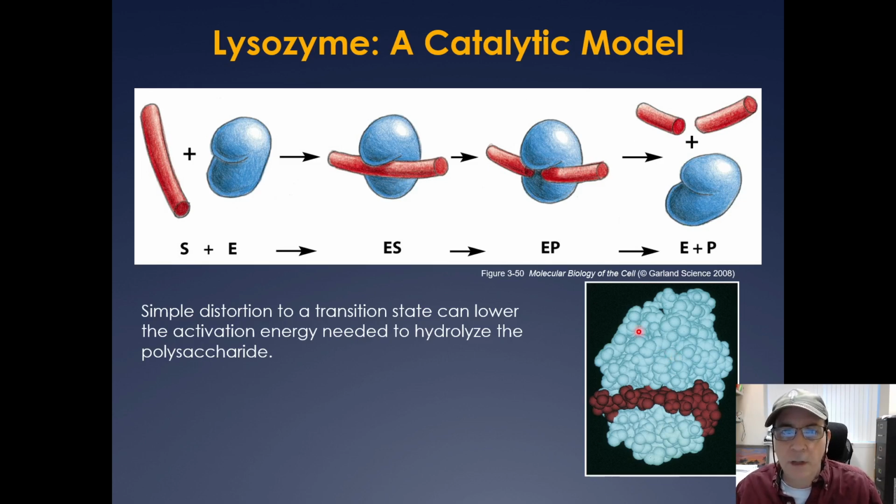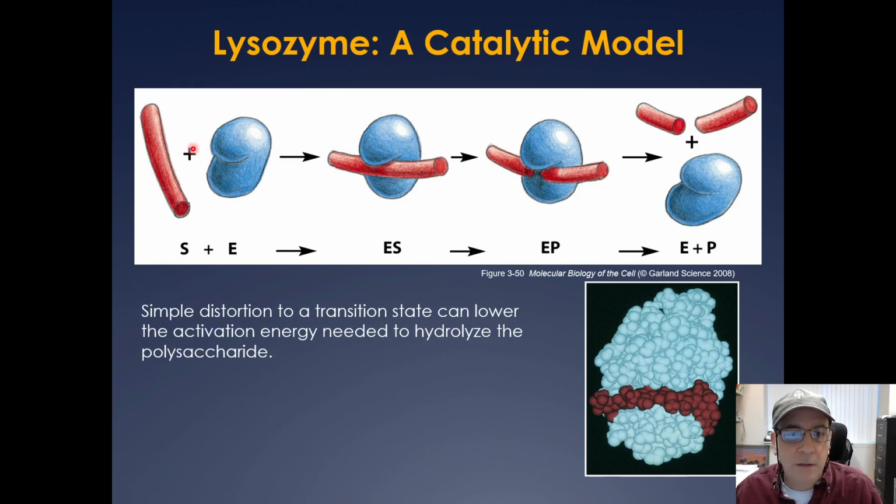Okay, so this is lysozyme, and it's a really classic catalytic molecule, right? It's something that I use in my lab routinely, and what it does is it breaks down the cell wall of bacteria. Okay, lysozyme is really prevalent in egg whites, and it's there to protect the egg from getting any kind of bacterial infection.